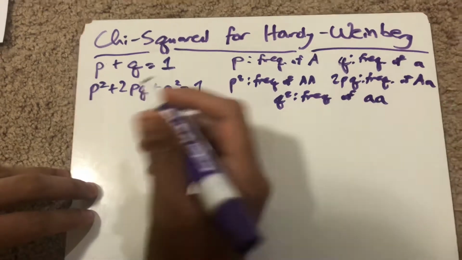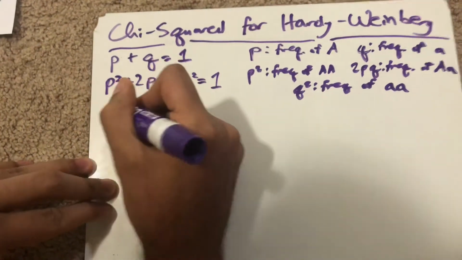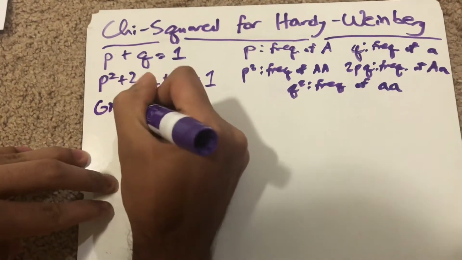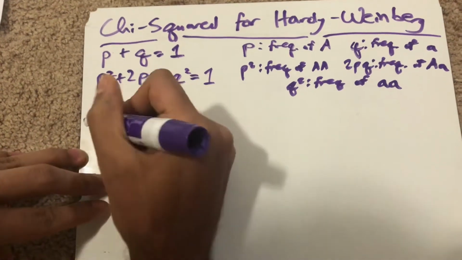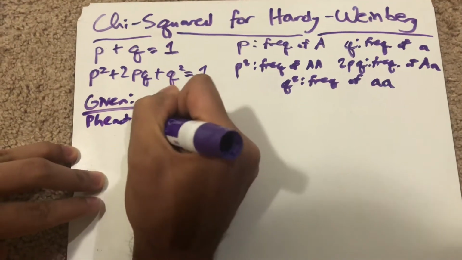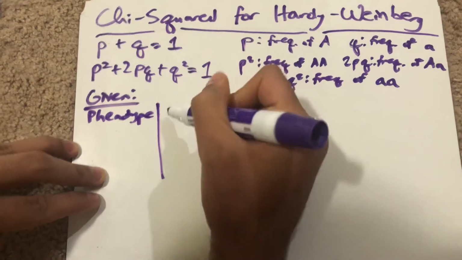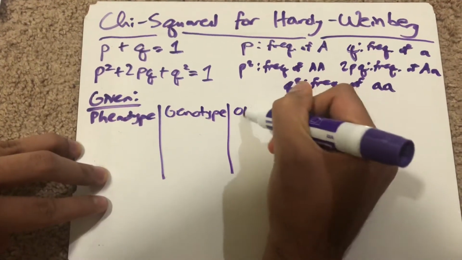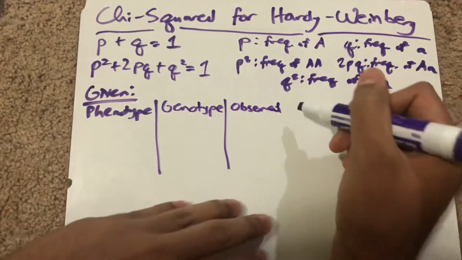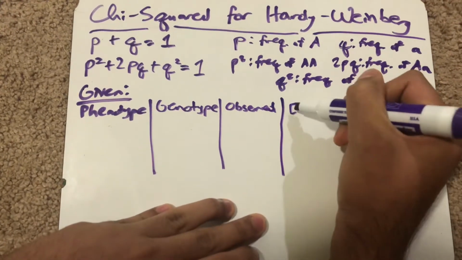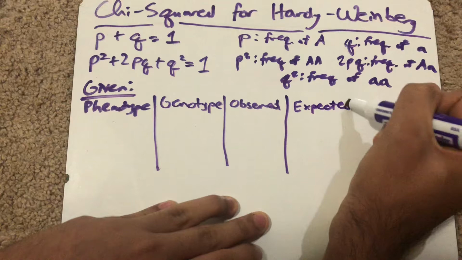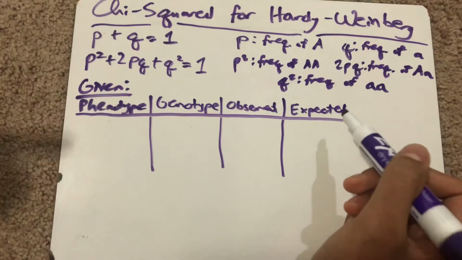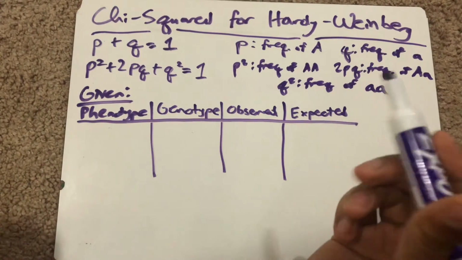Now, say hypothetically, in a problem they give us the phenotypes, the genotypes, and the observed. For my own sake, I'm going to put an expected column on here because we don't know that yet. And this is where the challenge comes. Usually when we're dealing with Hardy-Weinberg, we don't have an expected, so we need to come up with that expected. And I'll show you how to come up with that.